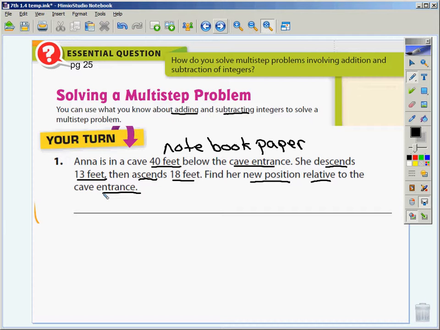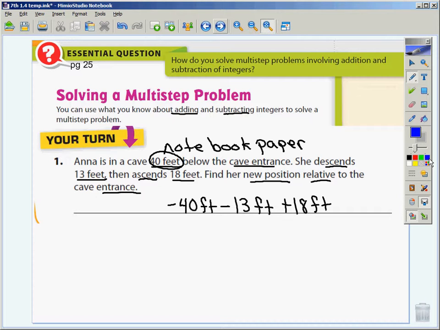So again, if I'm looking for her position relative to the entrance, I have to think about where she started. She started 40 feet below the entrance, which would be at a negative 40 feet. She descended, which means I'm taking away 13 feet. And then she ascended, which means I'm adding 18 feet. So I've written a mathematical expression.